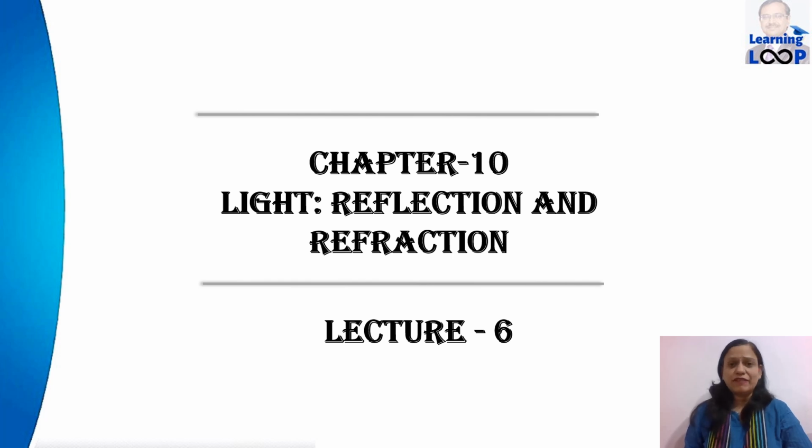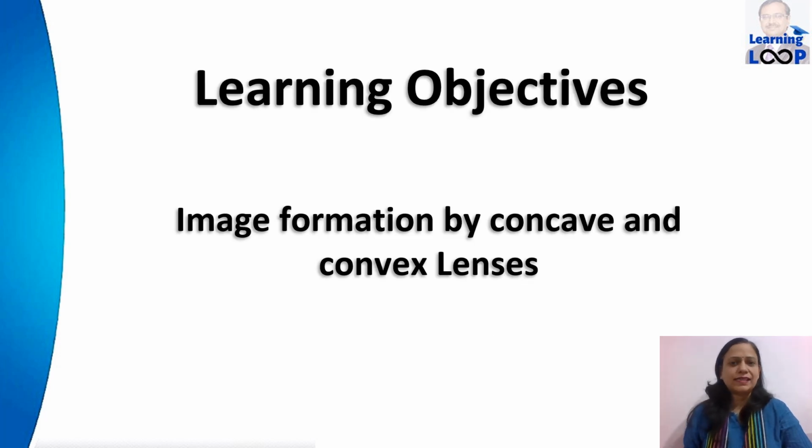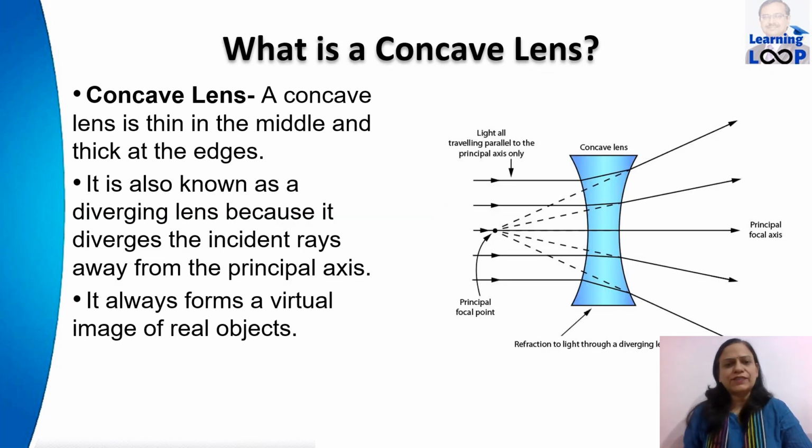Hello everyone, welcome to the sixth lecture from the chapter Light, Reflection and Refraction. In this video, we are going to learn about image formation using concave and convex lenses: how the formation of image takes place in a concave lens and how the formation of image takes place in a convex lens. So let us first understand what is a concave lens.